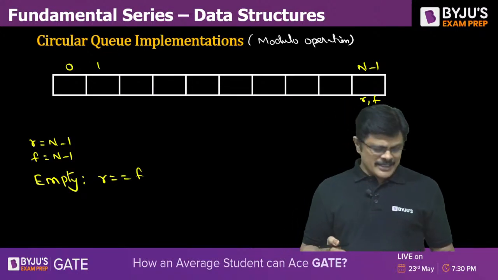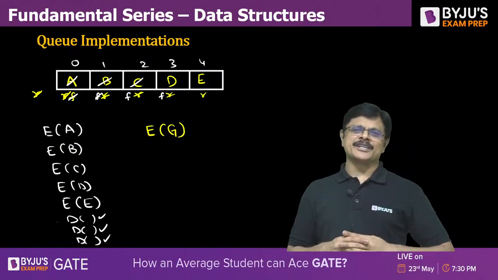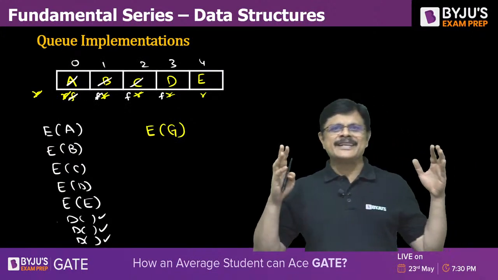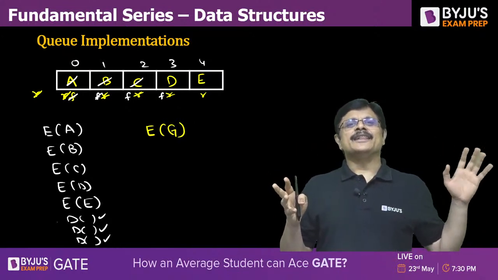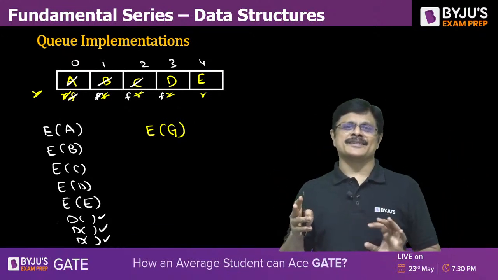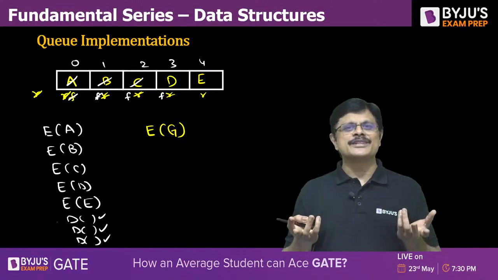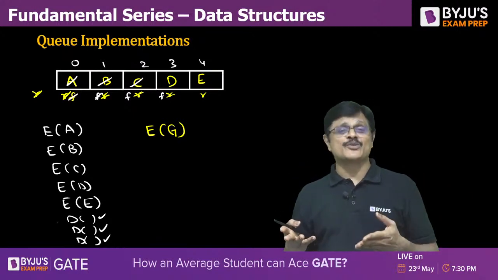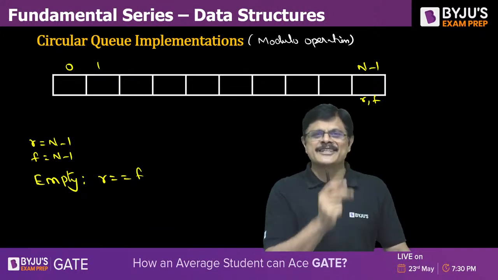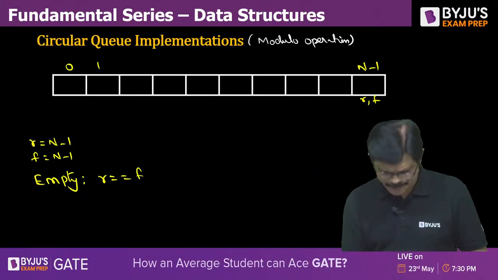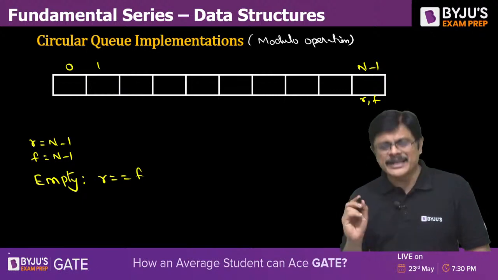Am I clear? Suppose if I use this particular implementation, suppose the size of the array is n and you do n insertions, then you do n minus 1 deletions, then you can't do any more insertion. That is, you are sacrificing n minus 1 elements. So it is better to sacrifice one element than sacrificing n minus 1 elements, so no problem. So that is the Q empty condition.